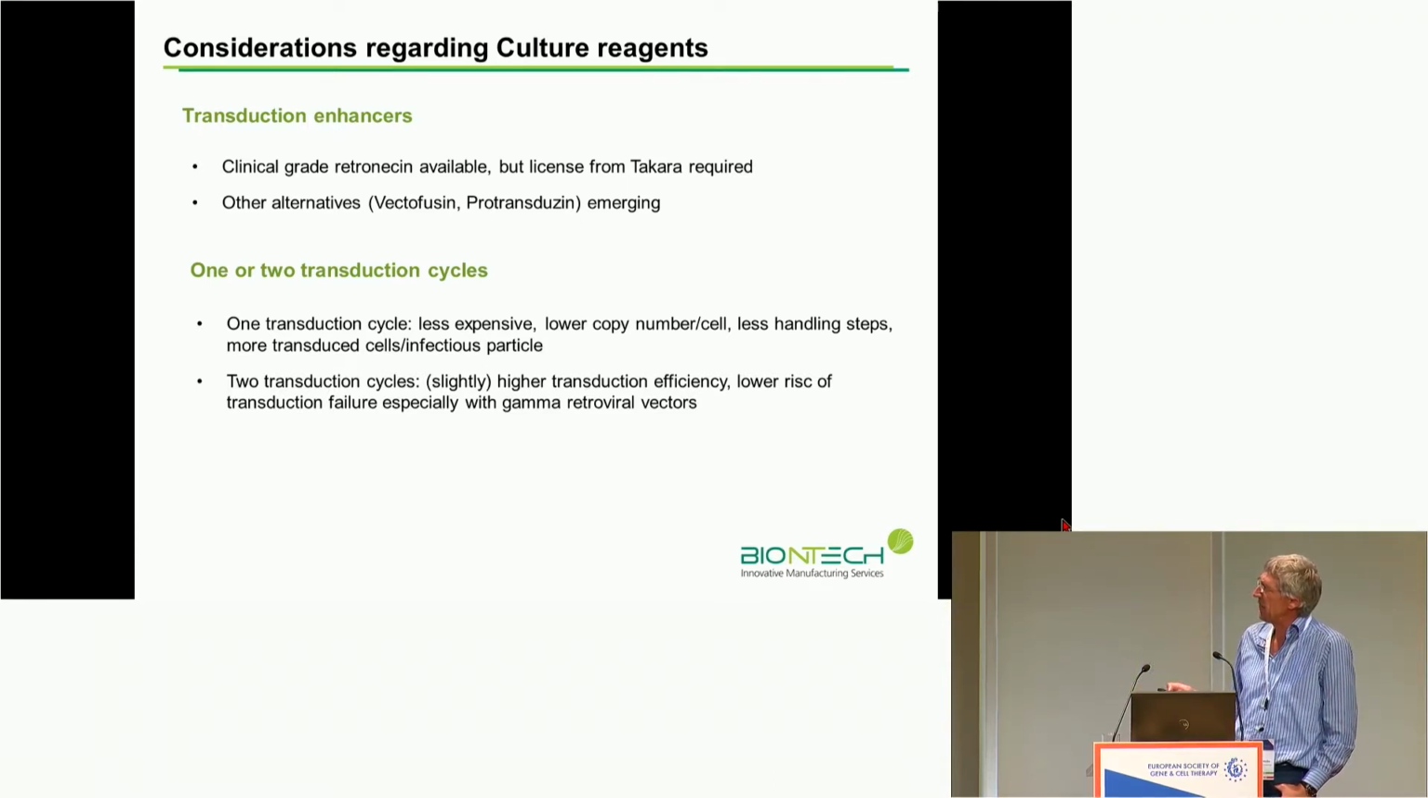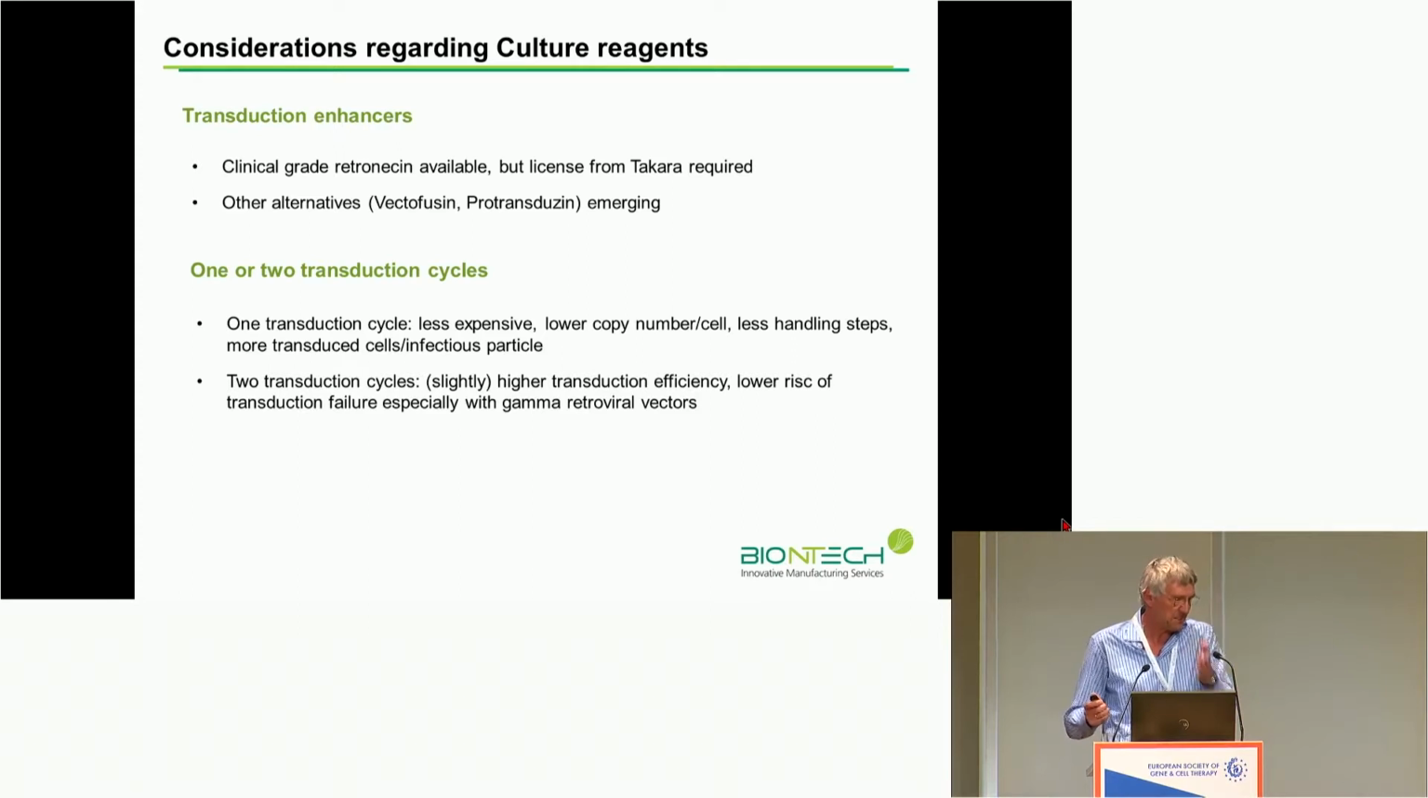On the other hand, if you use 2 transduction cycles, you get a higher transduction efficiency, which is obviously beneficial for your protocol. And especially with gamma retroviral vectors, you need proliferation for the transduction, and maybe if you just give one cycle, you might miss the right day. So you're much safer with 2 transduction cycles. You just have to decide what to do.